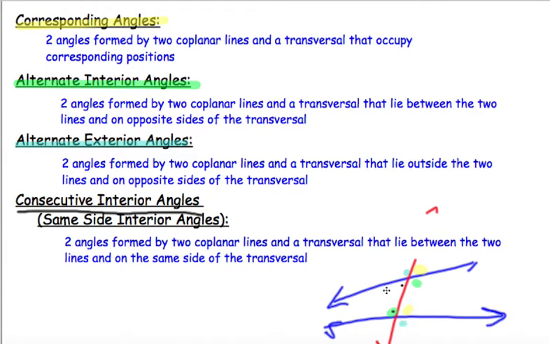Consecutive interior angles are also called same side interior angles. And these are on the inside, so between the two lines, and on the same side of the transversal. So these are in this picture here with these little dots. They're both on the left and they're both inside. The other pair would be on the right side here, this green one and this yellow one would also be consecutive interior angles or same side interior angles.